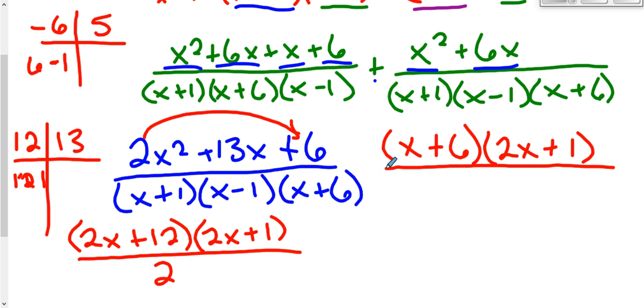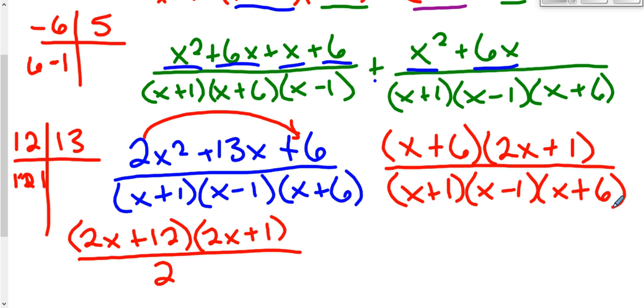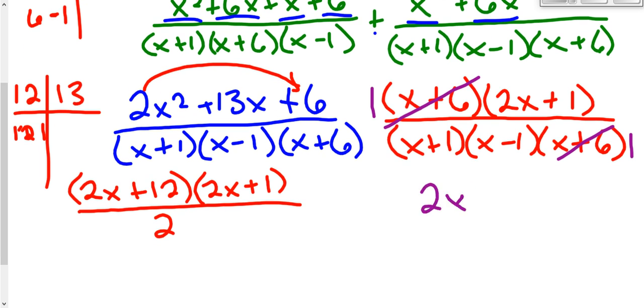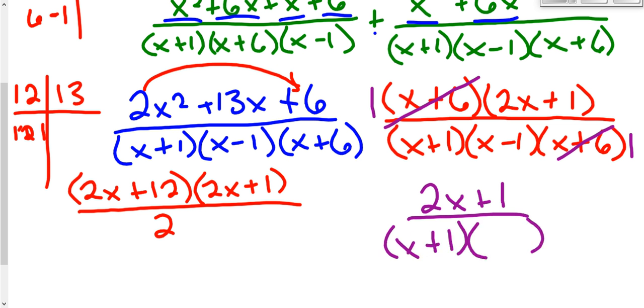And if we compare that to the denominator of x plus 1 times x minus 1 times x plus 6, we can check to see if they have anything in common. And they do. They both have an x plus 6. So we can cancel those out, replace them with a 1, which will give me my final answer of 2x plus 1 over the factored denominator, which I'll leave factored, x plus 1 times x minus 1.